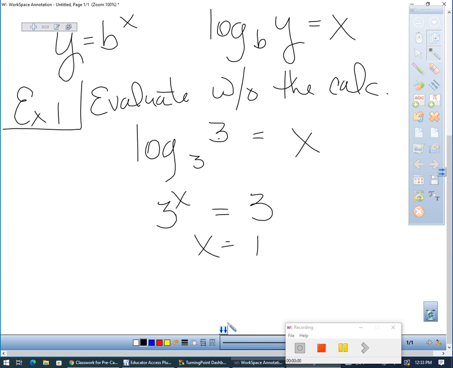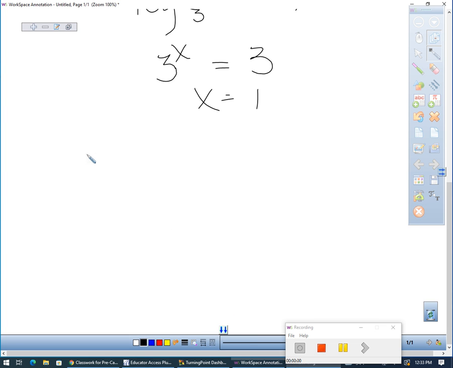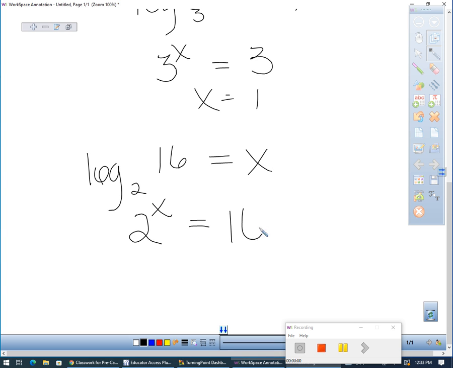Let's do another one, a little bit harder. Let's say I have the log base 2 of 16, and I want to evaluate that one. I'm going to set it equal to x. Then we're going to rewrite it in exponential form. Now it's important to practice this exponential form because when we start solving equations, you can't use your calculator to do that. You've got to be able to switch them. So we're going to start with our base, which is 2, raised to the x, or the exponent, equals 16.